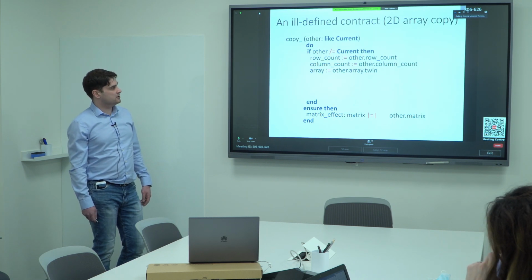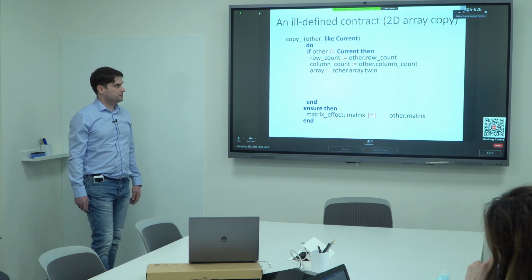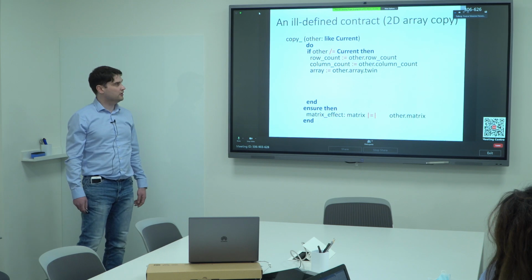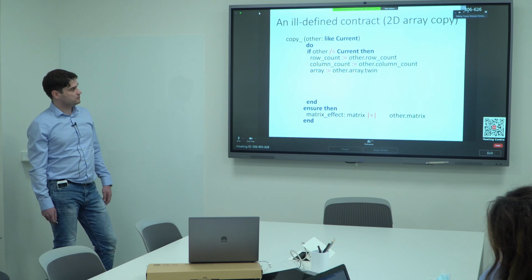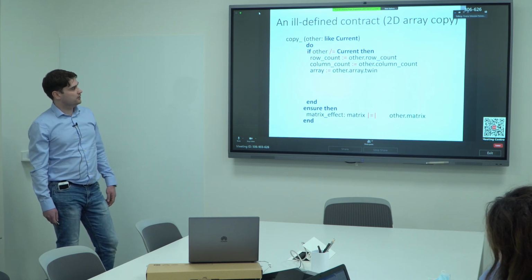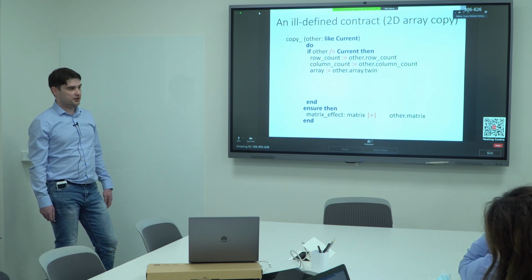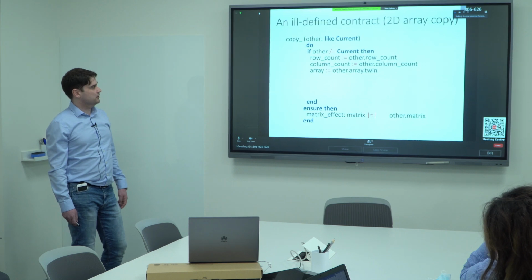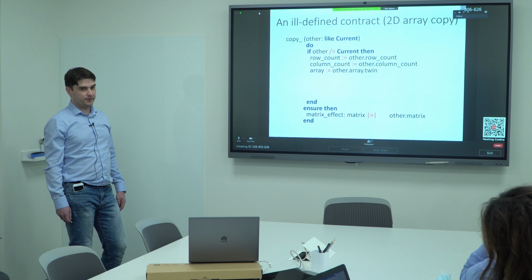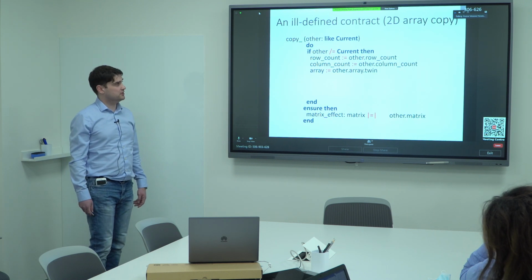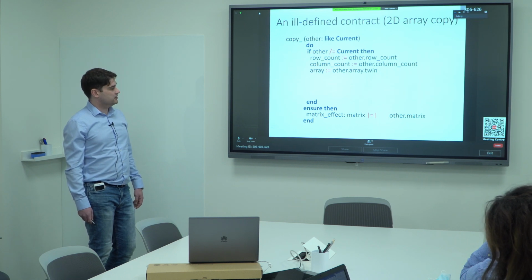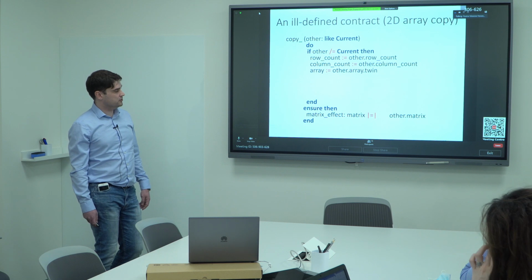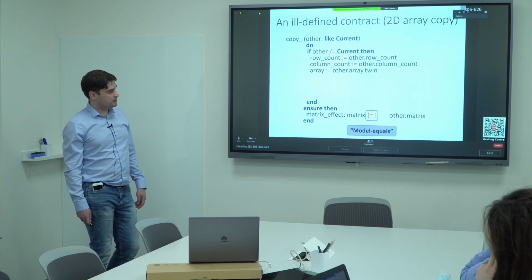undesirable. Okay, so let's take a specific example. This is an implementation from a library that I will discuss in more detail later. This feature copies the contents from an object, which is a two-dimensional array, passed as an argument to this function, and it copies the contents of this object into the current object. It is implemented inside the 2D array class, and its postcondition says that the matrix representation of the current object has to be model equal to that of the other object.